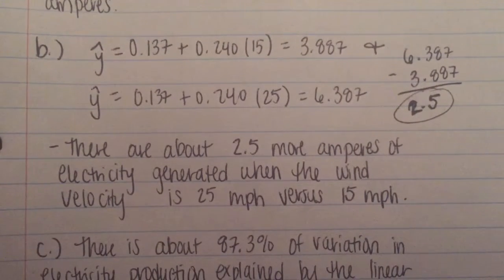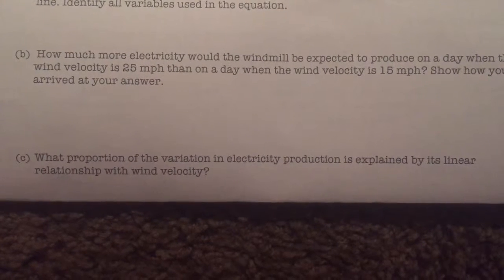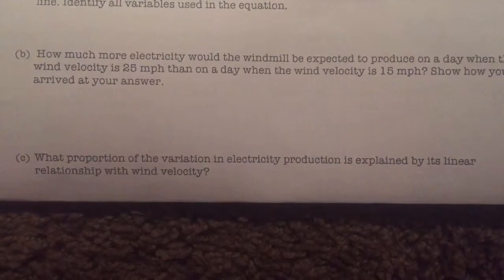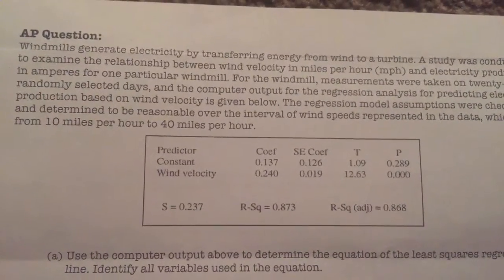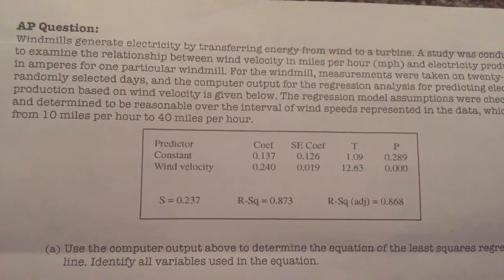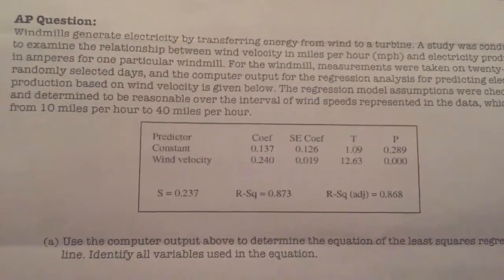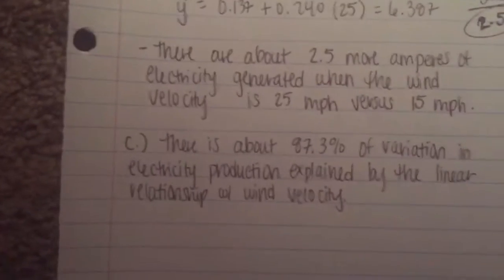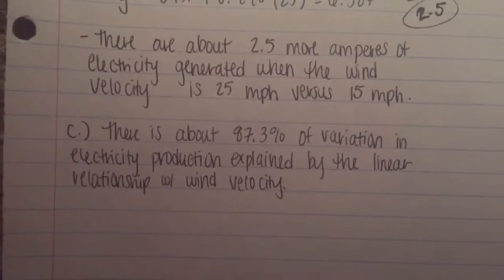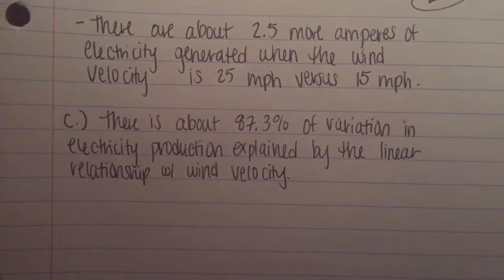C. What proportion of the variation in electricity production is explained by its linear relationship with wind velocity? The r-squared value found in a regression equation is converted to a percentage. According to this data, the r-squared value is 0.873, so there is about 87.3% of variation in electricity production explained by the linear relationship with wind velocity.